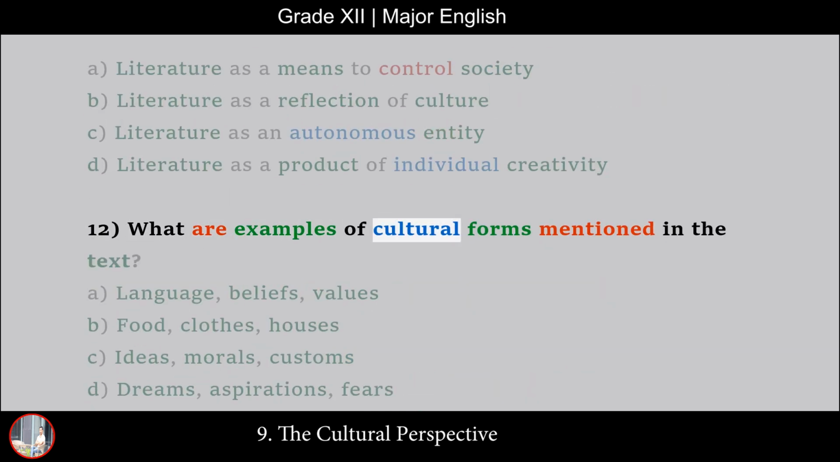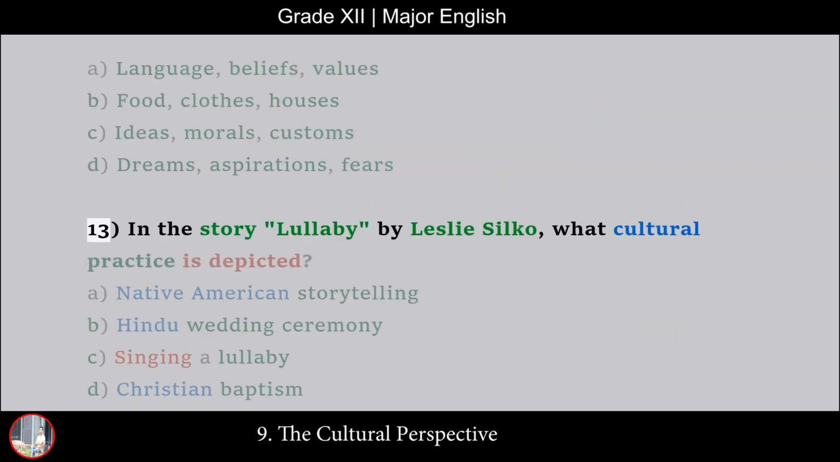12. What are examples of cultural forms mentioned in the text? A. Language, beliefs, values. B. Food, clothes, houses. C. Ideas, morals, customs. D. Dreams, aspirations, fears.